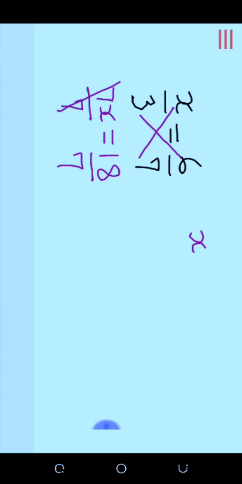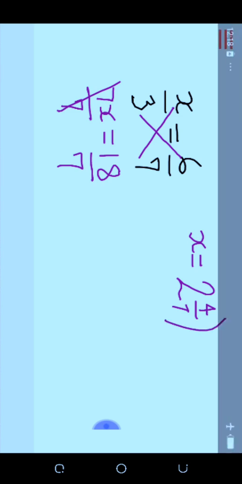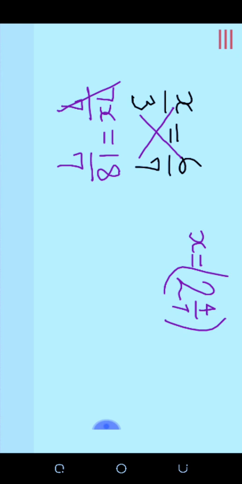So now this is x equals, how many 7s will I see in 18? I'm going to see 2 7s in 18. Okay? So this will give me 14. 14 from 18 will give me 4. And so that is my answer. How do you check if you're right or you're wrong? You change this back to an improper fraction, and then you find out that you get the same 18 over 7.